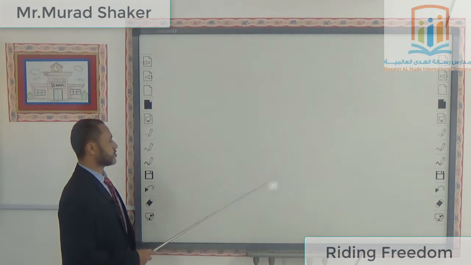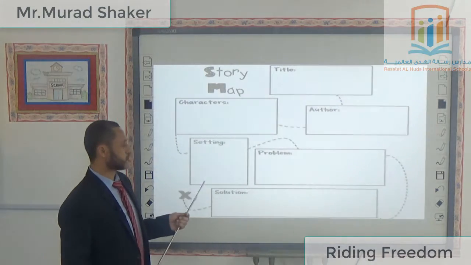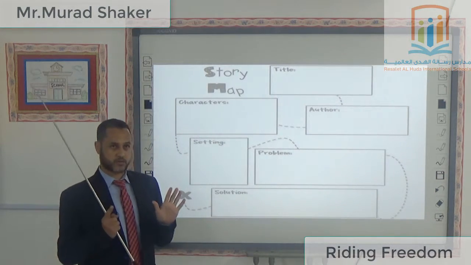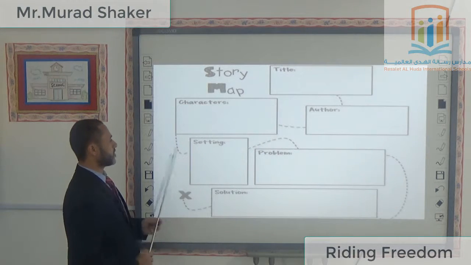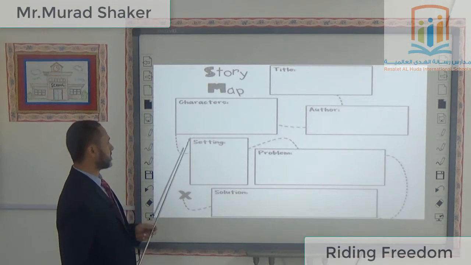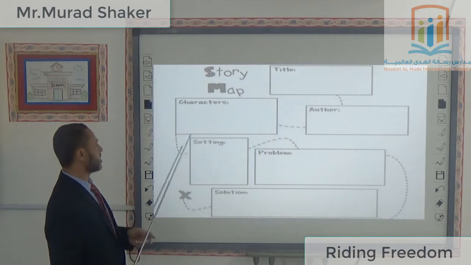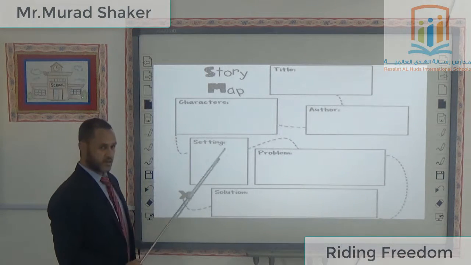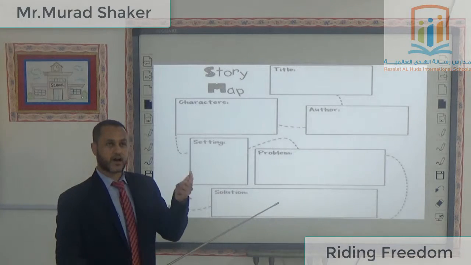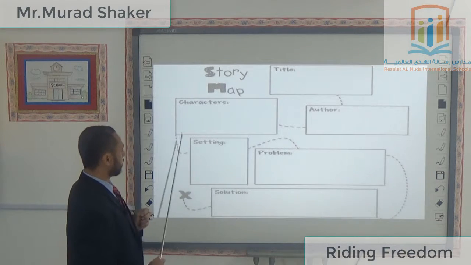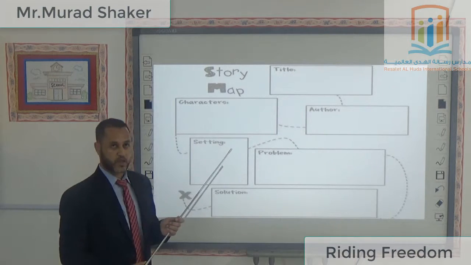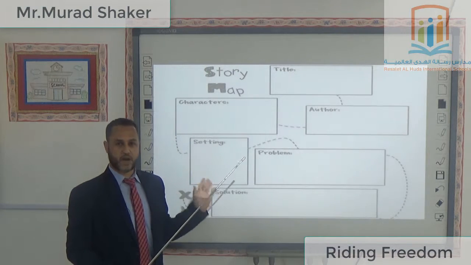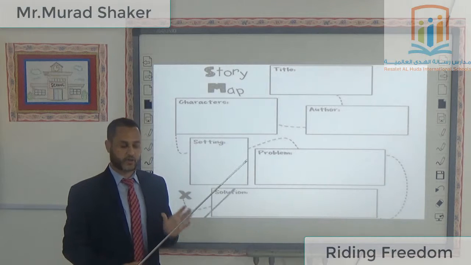Okay, let's go to the story map. Here we have 6 points. We have to finish them. Number 1, the title of the story, then the author, after this, characters, main characters, then we have to say setting, by the way, are time and place. Okay, then let's go to the problem. After this, the resolution. This is called a story map or a plot of the story.